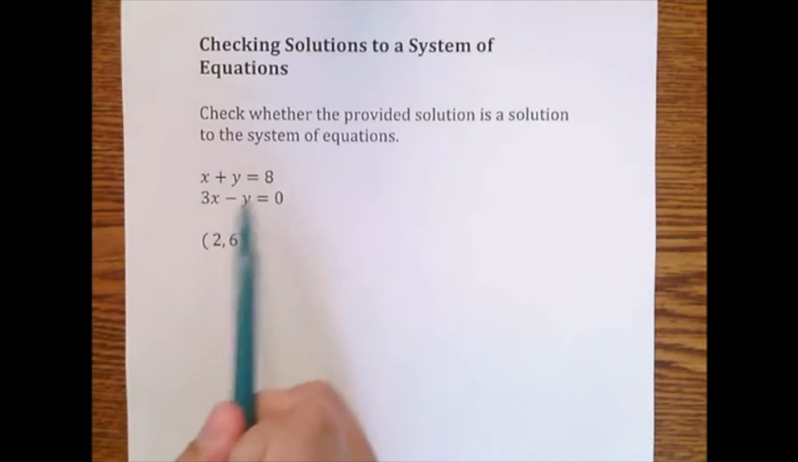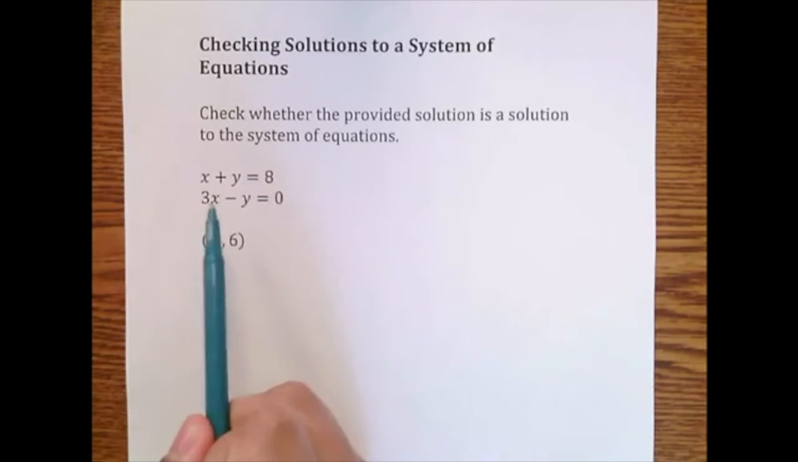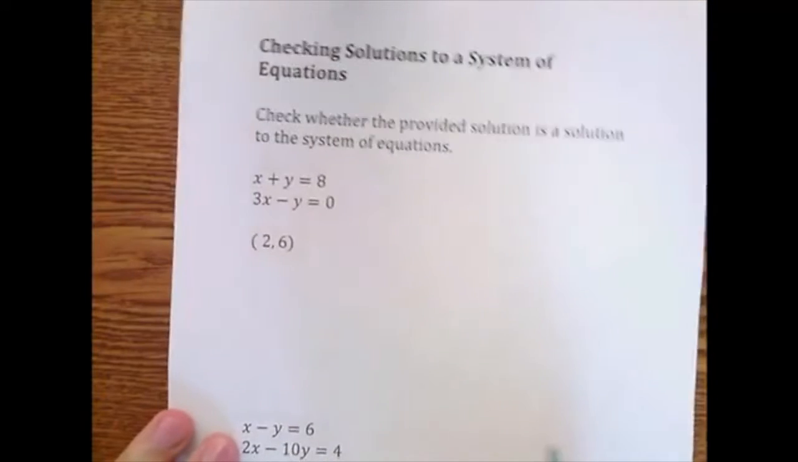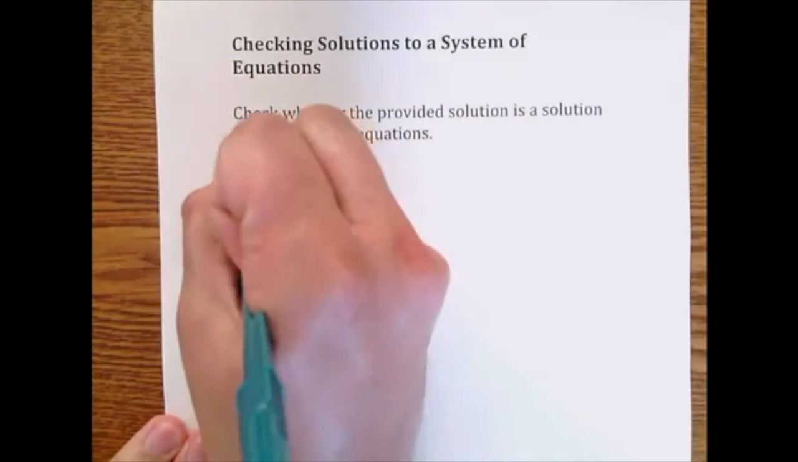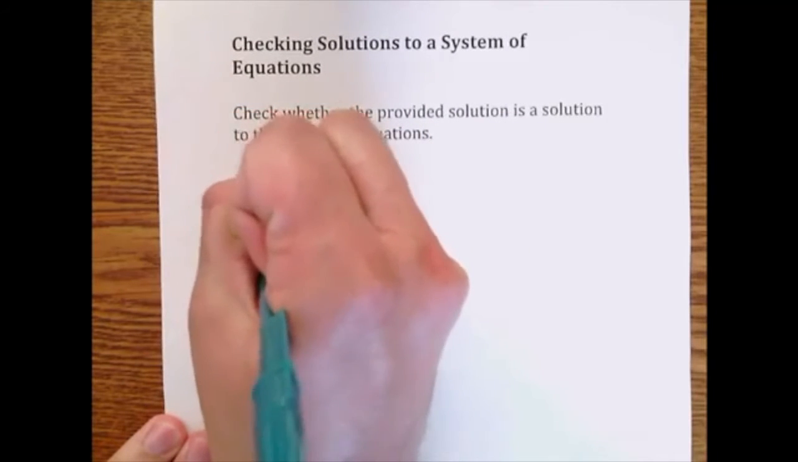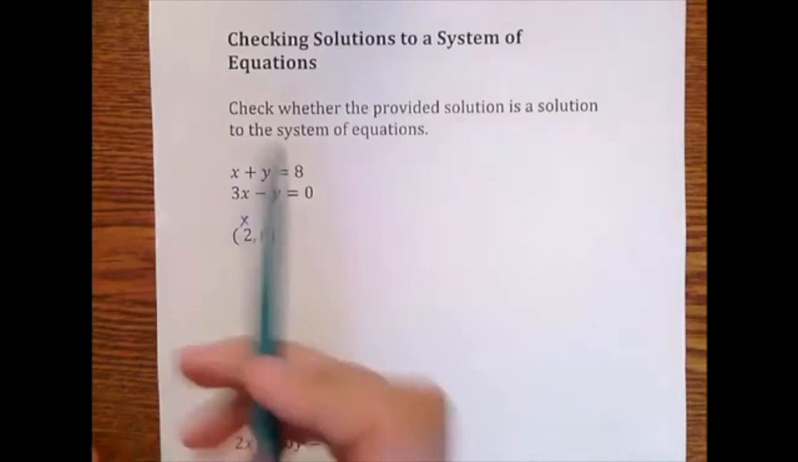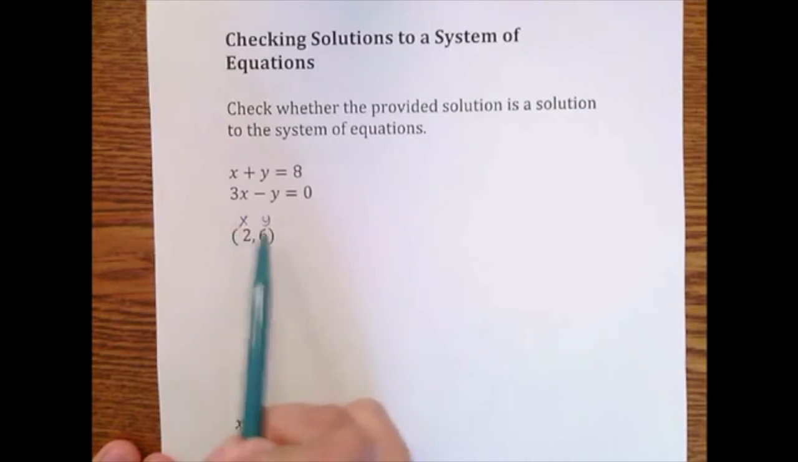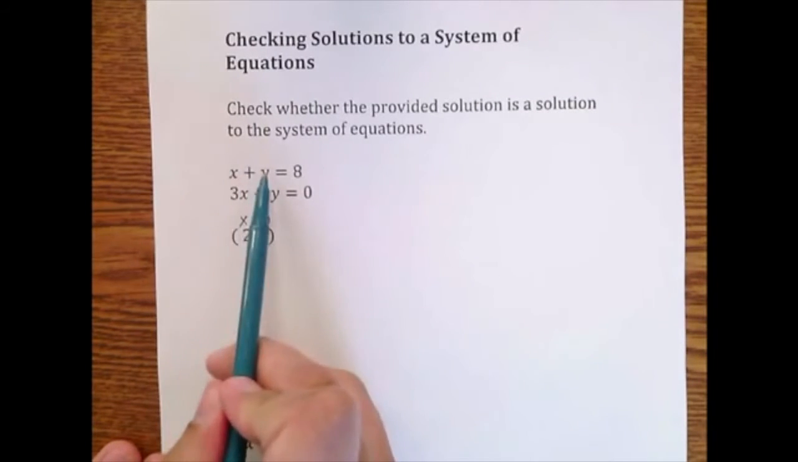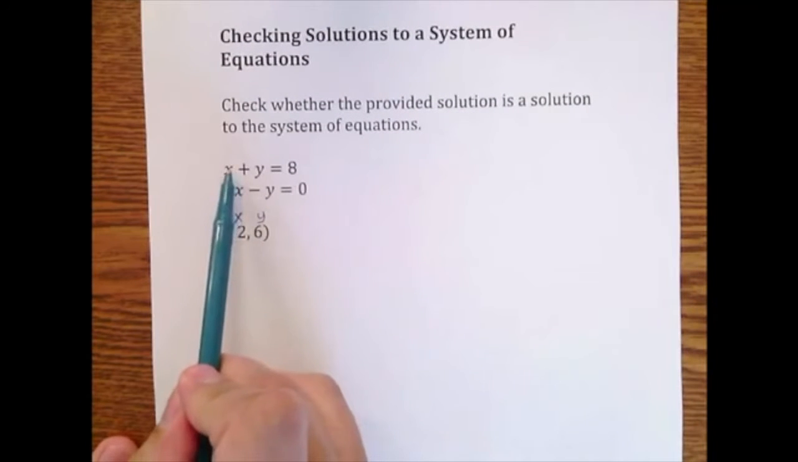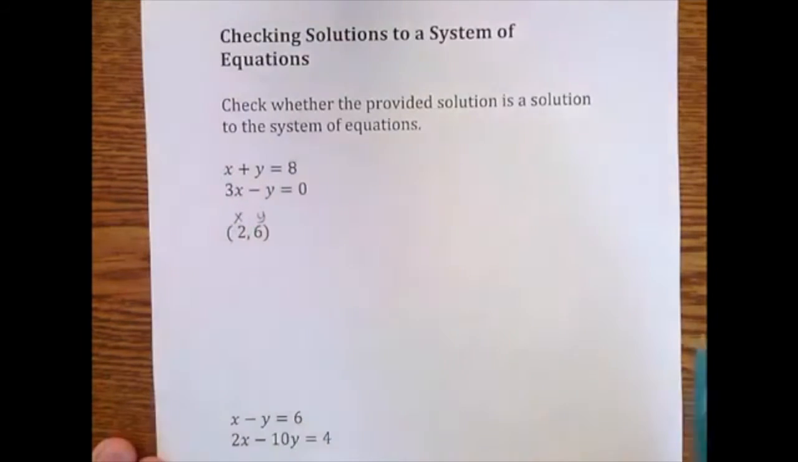Here's our system of two equations, x plus y equals 8, 3x minus y equals 0, and we have this solution, 2, 6. Remember, the first value is our x value, the second value is our y value. So we have x is 2 and y is 6. How we're going to check our solution is we're going to take these x and y values and plug them in for x and y in our equations. But here's the catch. You're not just going to plug it in for one of the equations. You're going to plug it in for all the equations in your system.